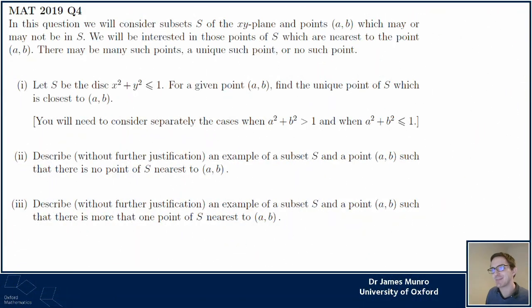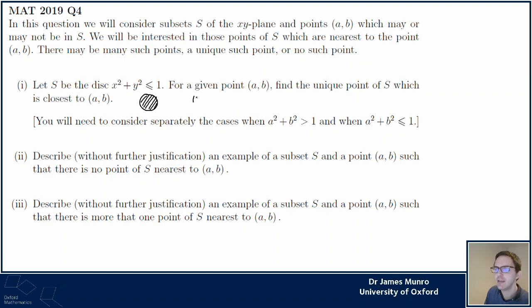Question four asks us about a subset S of the xy plane, and we're going to think about whether there is a nearest point of that subset to another point or not, whether there's no such point within S, or maybe more than one point in S. Okay, so to start off with, we're going to think about the disk x squared plus y squared is less than or equal to 1, so this is all the points inside here. For a given point (a, b), which might be in S or not, we're asked to find the unique point of S which is closest to (a, b).